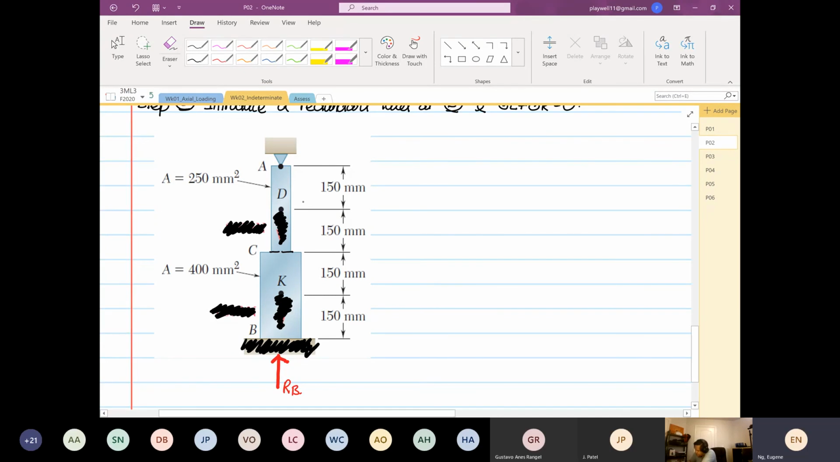Okay, so we only have 2 redundant loads. So this is 1, right? And this is our what? 2. Yes or no? Okay. So there's our 1 and there's our 2. Now, the next thing I want you all to take note is what?